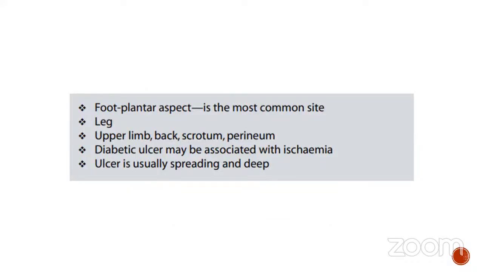The most common location for a diabetic ulcer is the foot, especially the plantar aspect. This is the most common location, and then it can also happen in the leg, upper limb, back, scrotum, and perineum. I told how ischemia happens in a diabetic ulcer due to microcirculation changes. The ulcer is usually spreading and deep. Because of the above mentioned reason, the ulcer usually grows very deep.